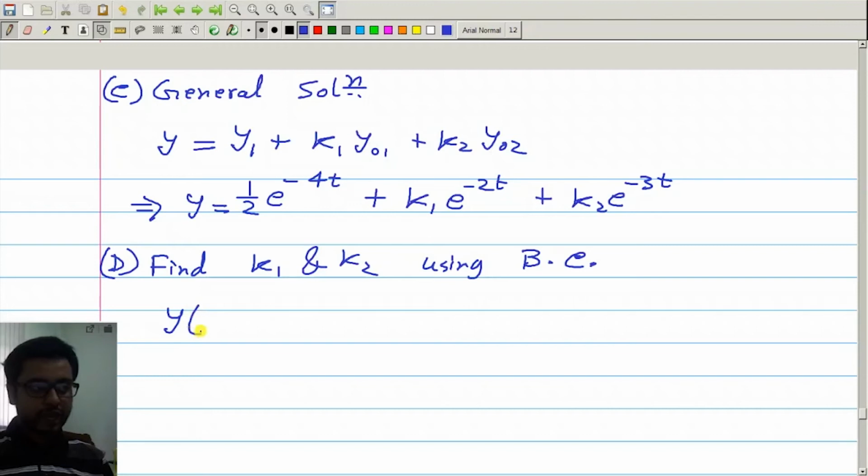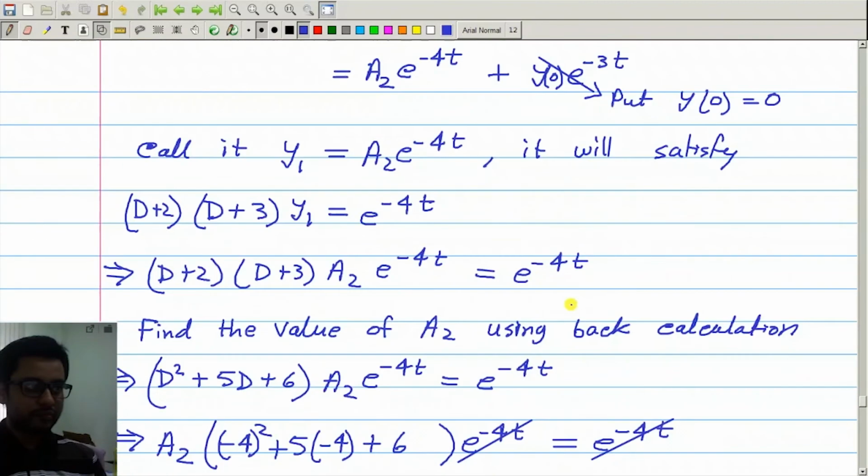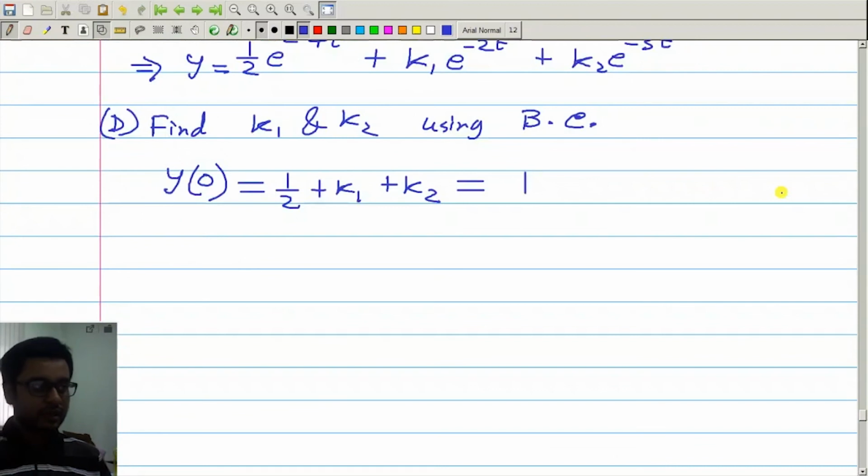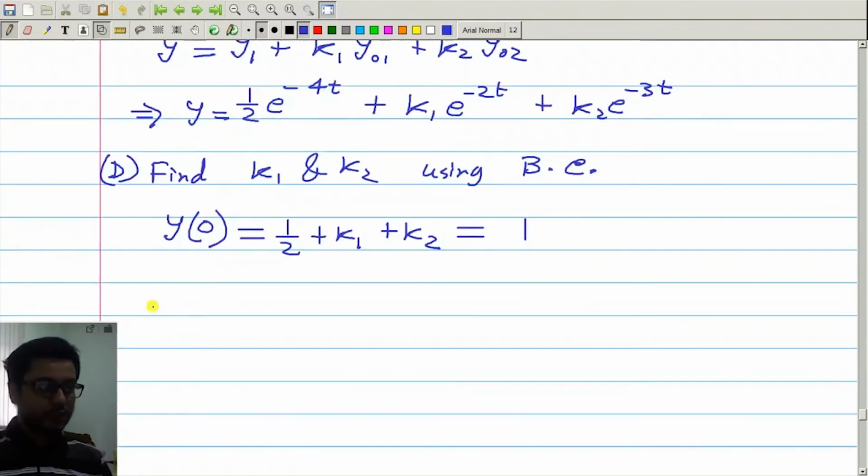So let me put the value at t equal to 0. y0 is equal to half plus k1 plus k2 by putting t equal to 0, and this is given as 1. This is given in the question.